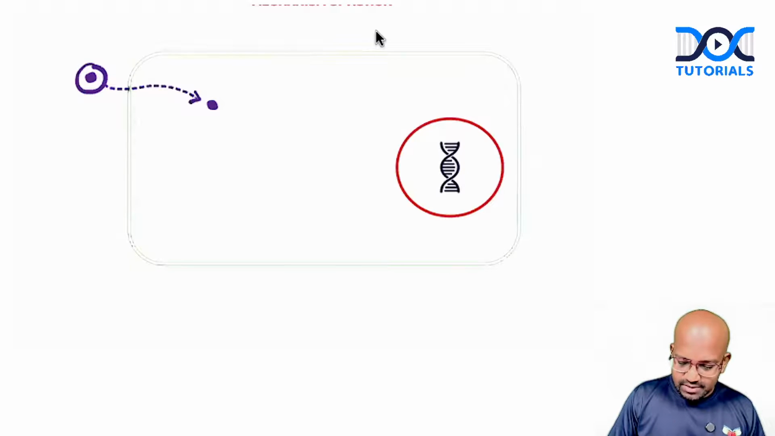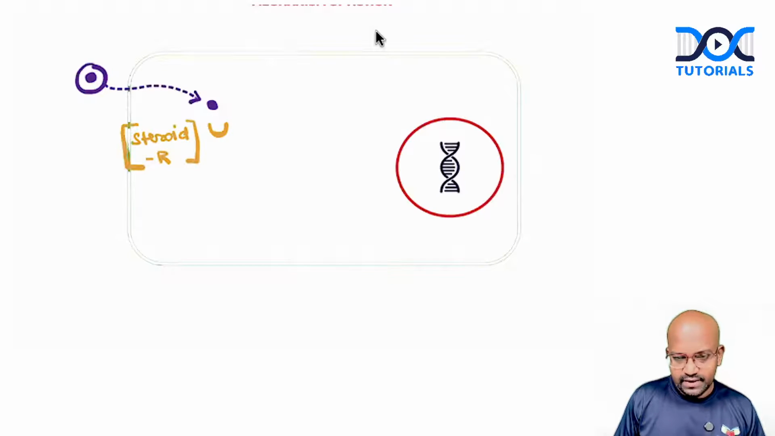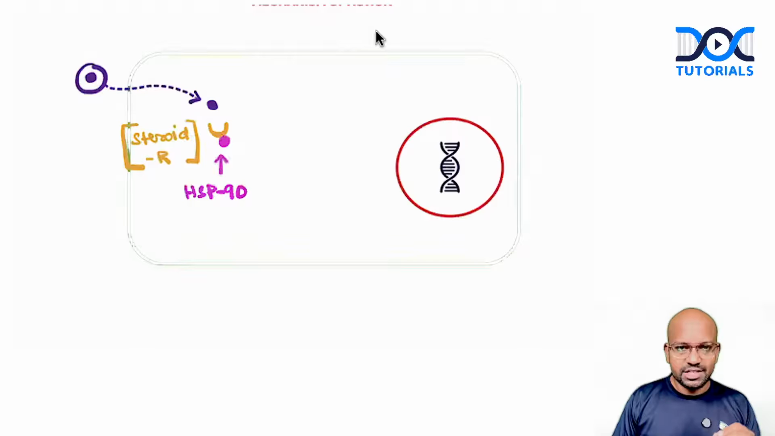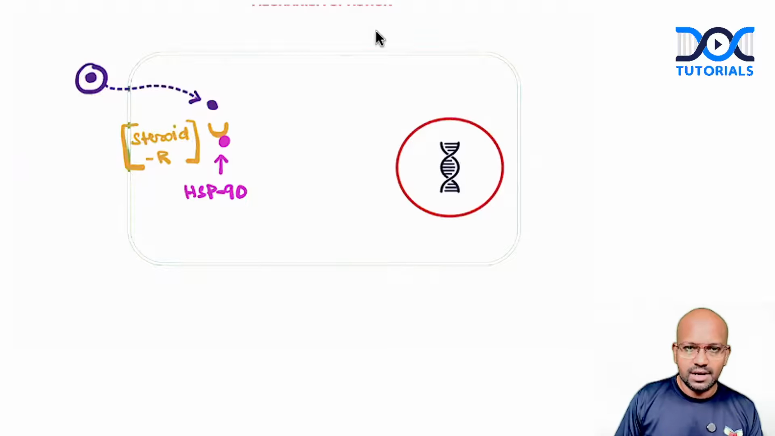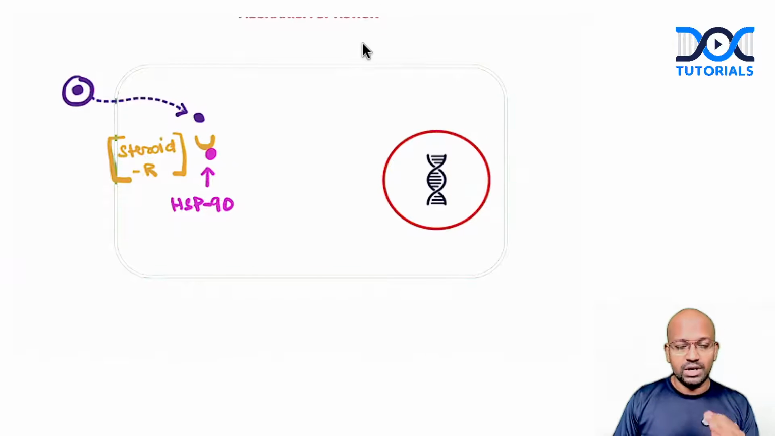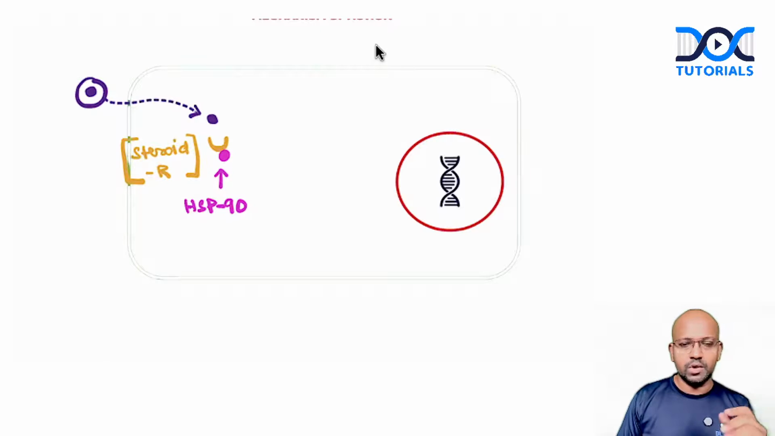Now, inside the cytoplasm, there will by default be a receptor. This receptor is named the steroid receptor, or even the glucocorticoid receptor. Usually, this receptor, which is present inside the cytoplasm, will be bound with certain molecules named HSP90 molecules, heat shock protein 90 molecules. The function of this HSP molecule is to inactivate the receptor. The receptor will not get activated. Now, this receptor will get activated only after it binds with the glucocorticoid molecule.